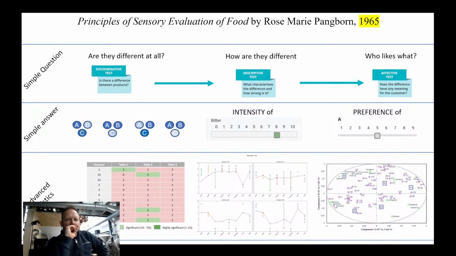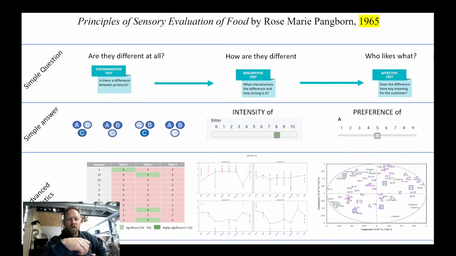In sensory science, it's very important that these simple questions have simple answers. Complexity is not something that you want at all in sensory methodology. You really want simple questions and simple answers, and that's why there's this stage gate model. A simple question: are they different at all? How are they different? Who likes what? Those are the 3 questions that you ask in sequence, and you have some simple answers.